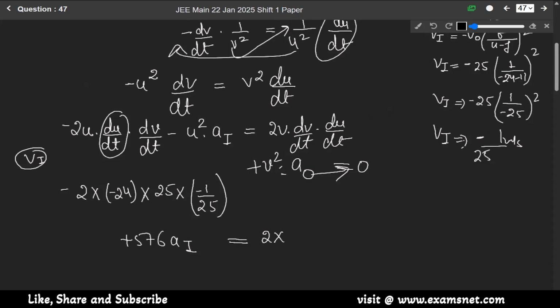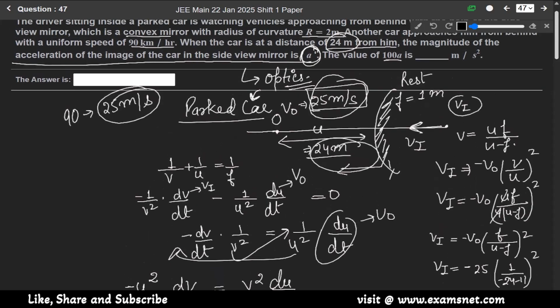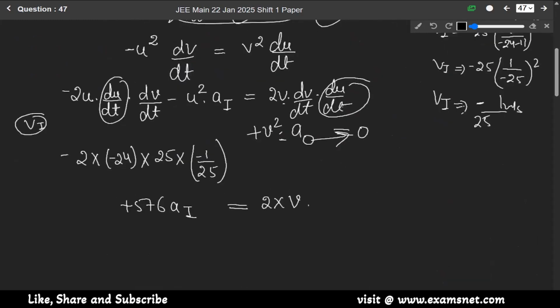Okay, so it will be 2 into this du by dt and v is, it has first v only, I'm confusing right now, and dv by dt means is minus of 25 into this 25. Okay, we have to find v.